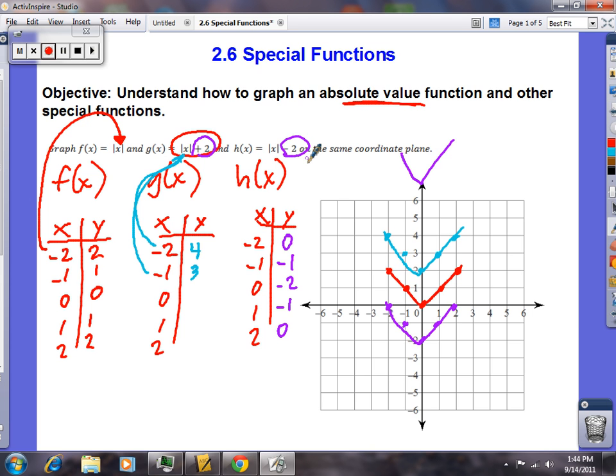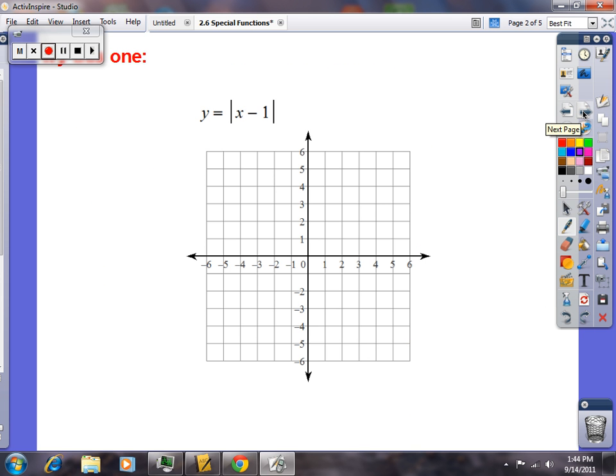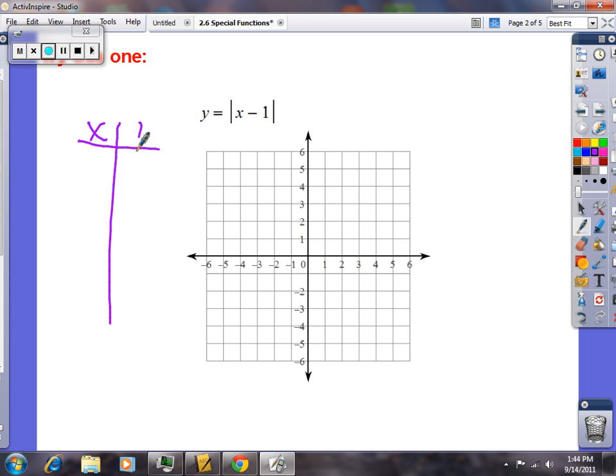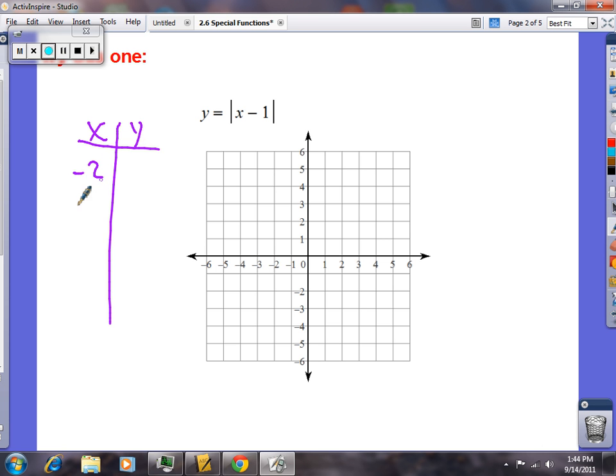Try this one. You guys see if you can get this one. So you got an absolute value. Best way to tackle it: make a table, xy. And let's always choose -2, -1, 0, 1, and 2. Choose those 5 x's for your input. Find the outputs, dot them, line through them.